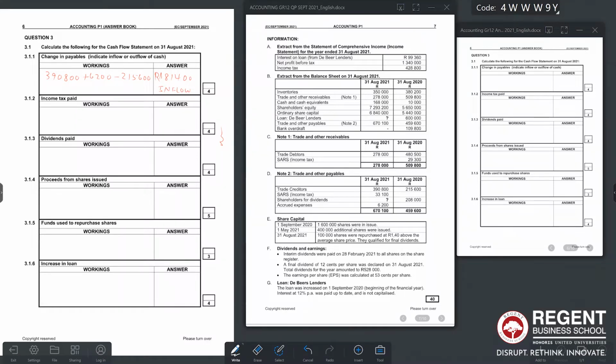Income tax paid. Now, please, don't only look one place. You must look under receivables. You must look under payables. Now, let's just talk about it first. In information C, I got SARS income tax, 29,300. It means SARS was owing me 29,300 at the end of last year.